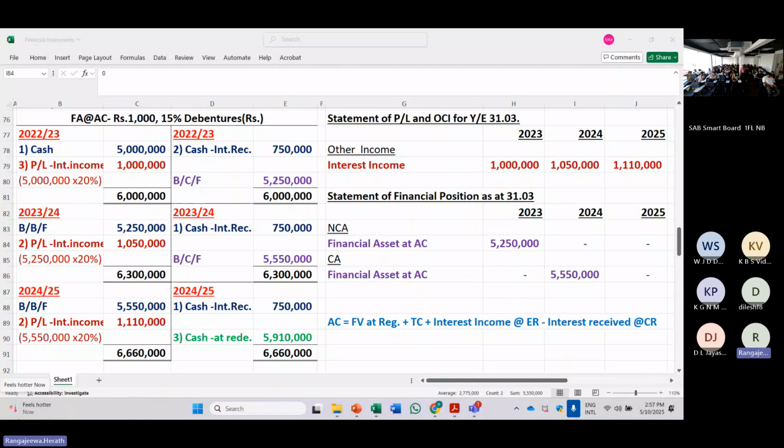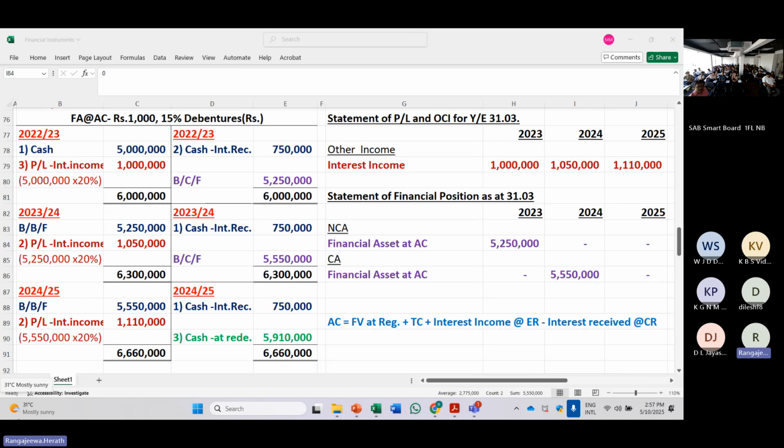Here, as an investor we are expecting 20% interest. But this debenture issuer pays us only 15%. To compensate for it, at the redemption the company pays us 908,000 more. So effectively, we are receiving interest at 20%. So the annual interest income is recognized at 20%.